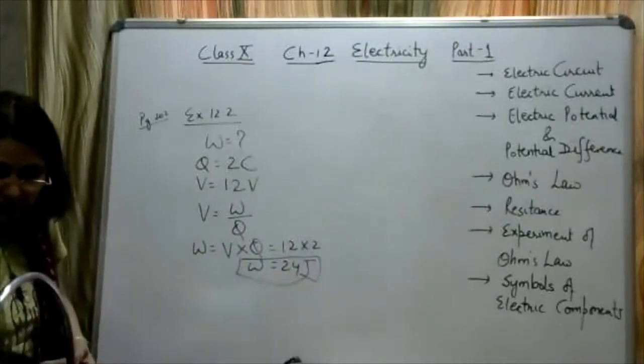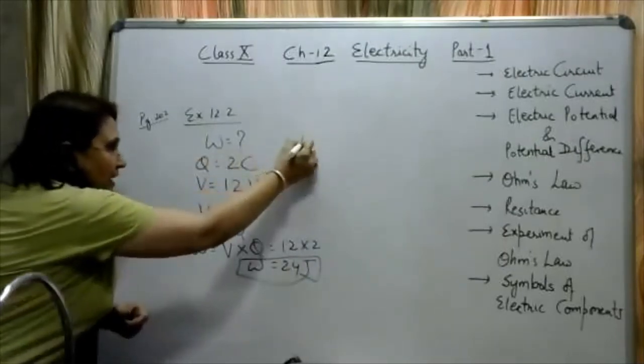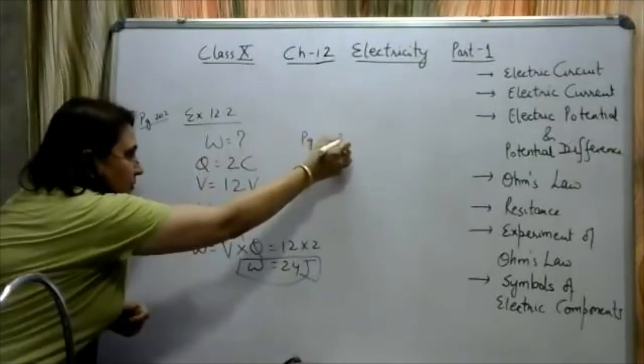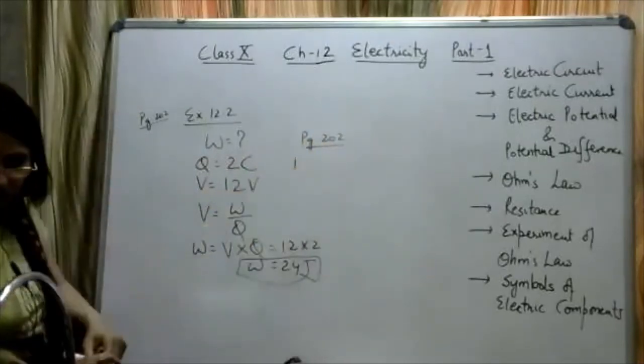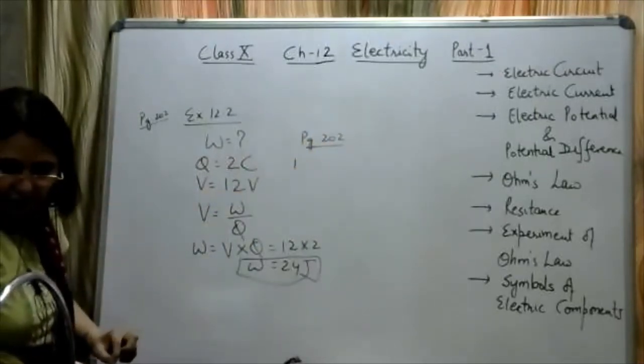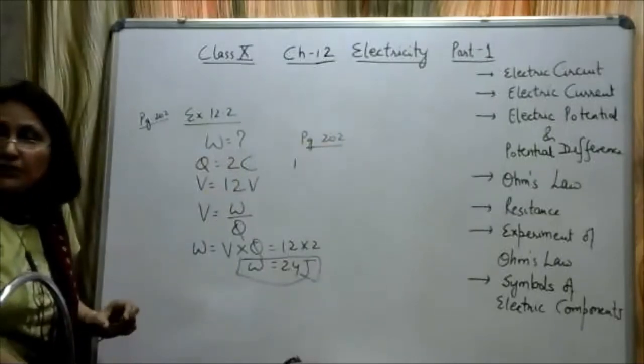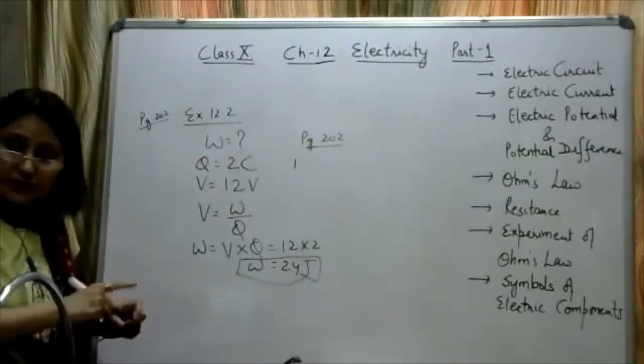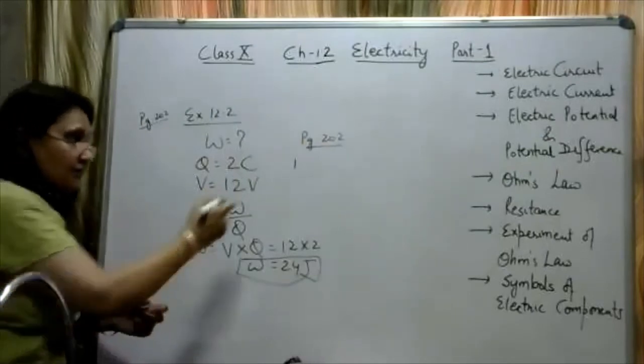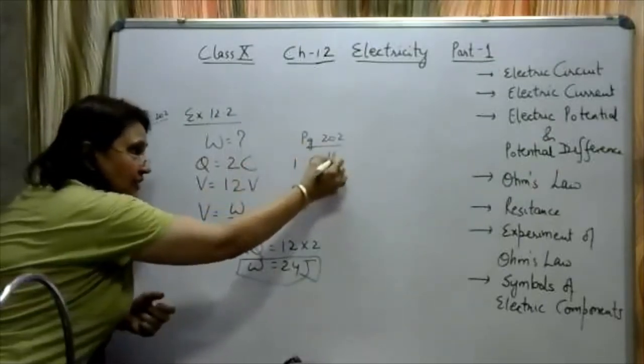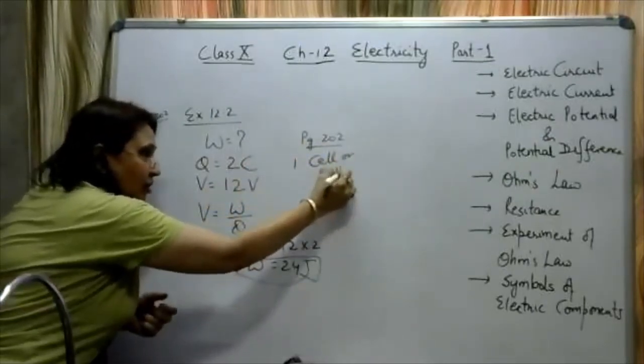Now there are 3 unsolved questions given on the same page. Question number 1 is, okay, unsolved questions. Name a device that helps to maintain a potential difference across a conductor. What is the device which helps to give the potential difference, which helps to maintain the potential difference? It is the cell or battery.